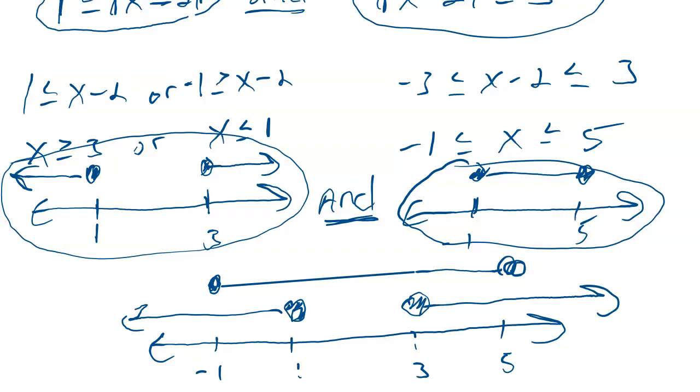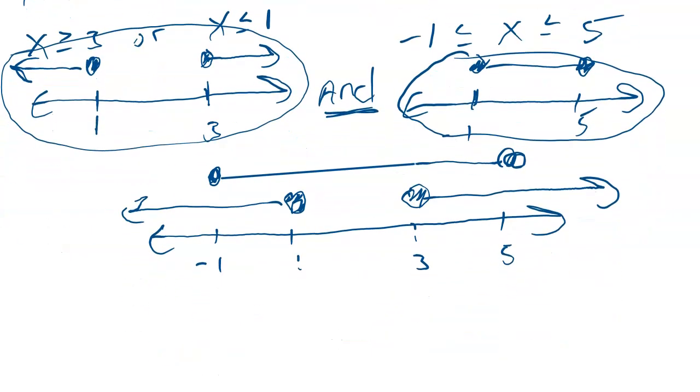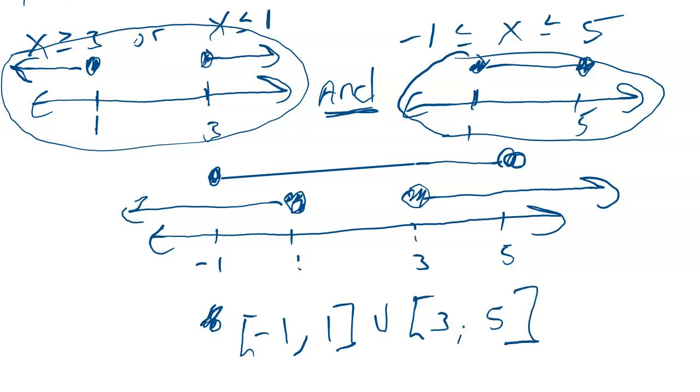And remember, this is one solution and this is another solution, but we want the conjunction between these two. So where do they overlap? Well, they overlap from negative 1 to 1. Union, they overlap from 3 to 5. And I'm hoping that's our answer. And that's the correct answer.